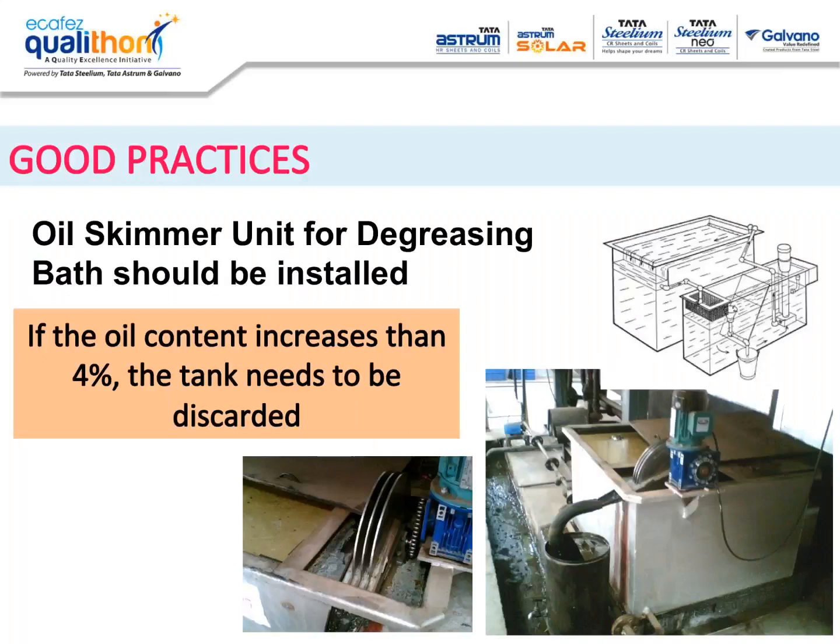Now this particular slide, you can see some pictures. Oil skimmer unit for degreasing can be installed. Now have a look at the right side top figure where basically you can see the water agitation has a linear flow. That is, at the bottom it is going to the right and from top it is coming to the left side from right.